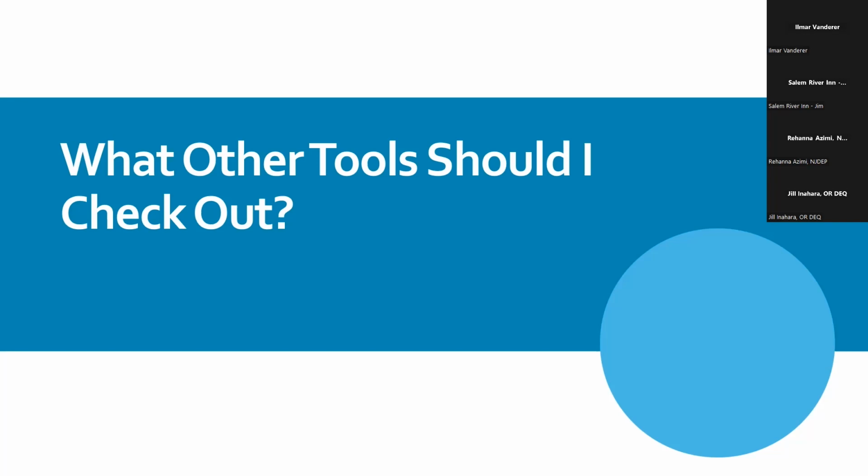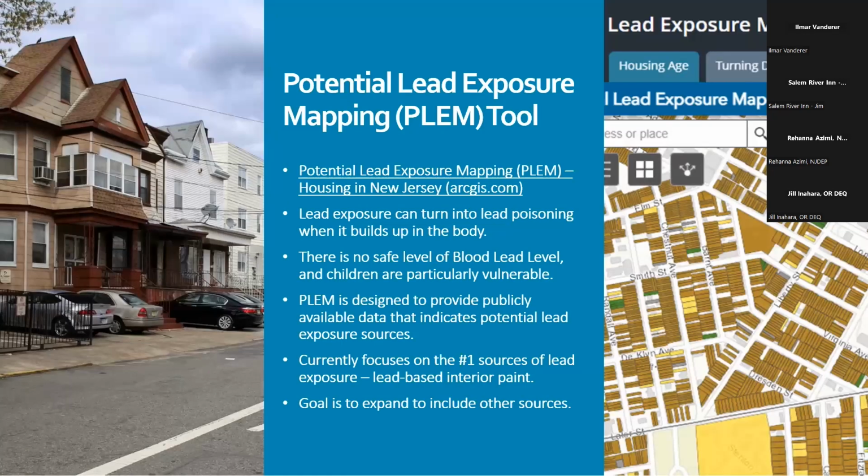Okay, let's talk about other tools. So just two other tools. My team created this probably about 2.5 years ago, potential lead exposure mapping. For those of you who are not aware, lead is a legacy environmental source in our environment, as it's widely used in industrial processes and commercial products such as paint, gasoline, and pesticides, and it does not naturally degrade.